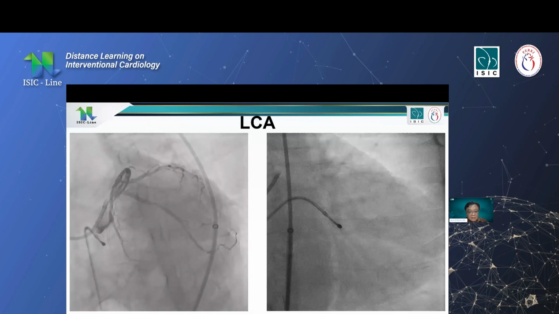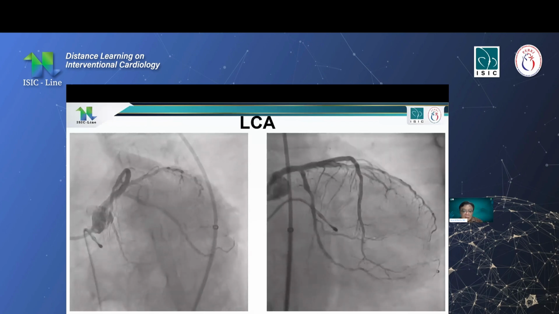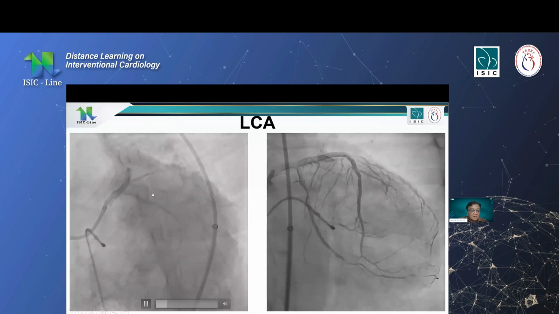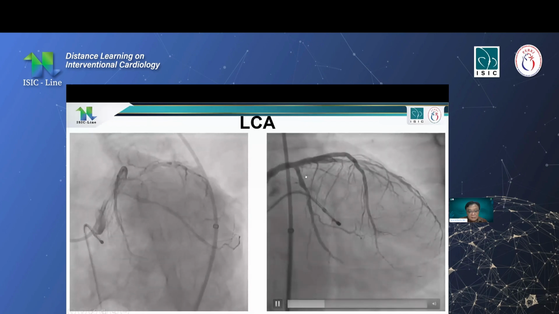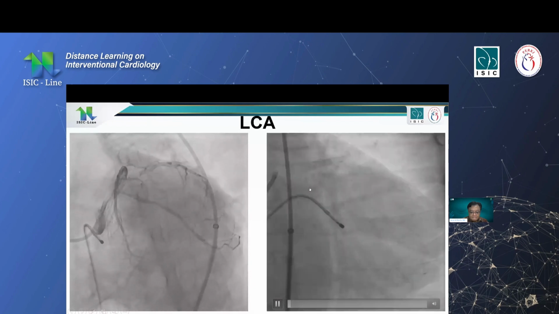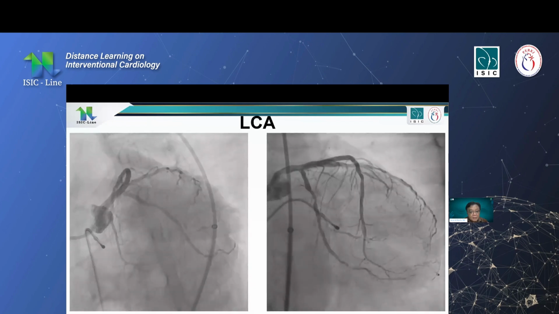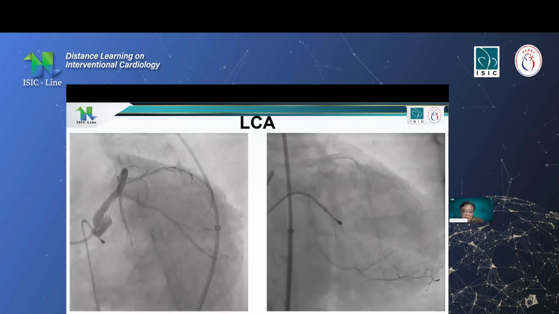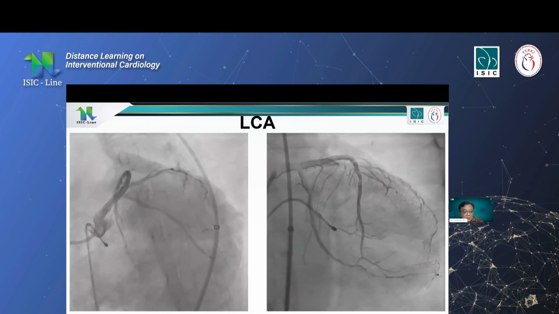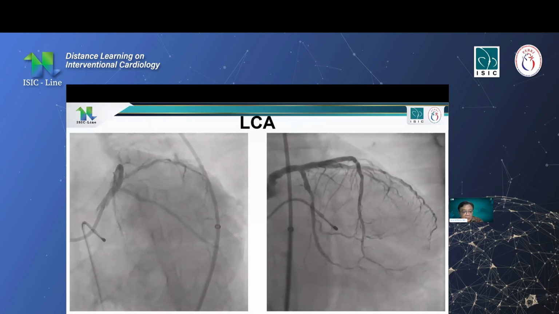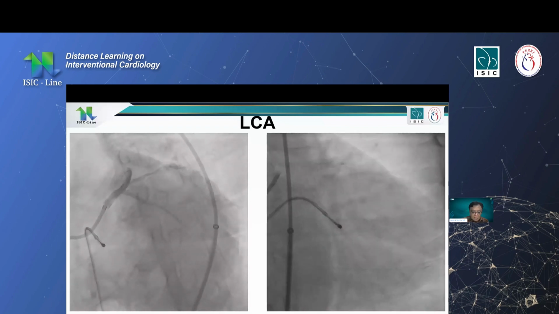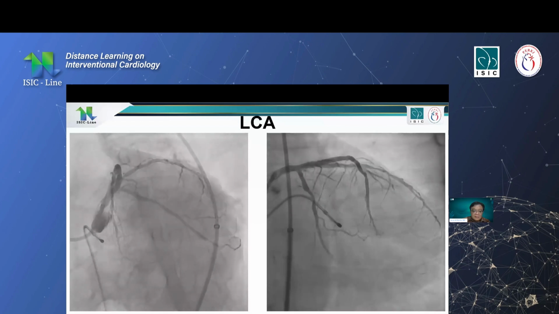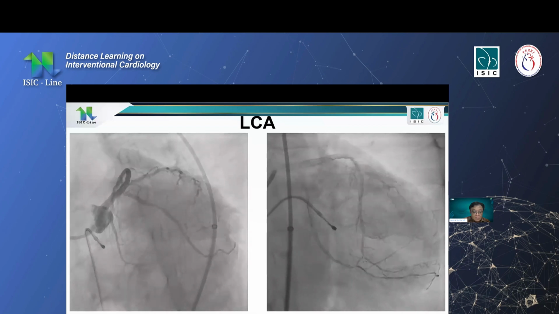This is the angio for the patient. The target lesion is the one in the mid or proximal circumflex. The patient has been put on temporary pacemaker because the ECG showed the patient is quite bradycardic. So we feel safe that the patient should be on temporary pacemaker.